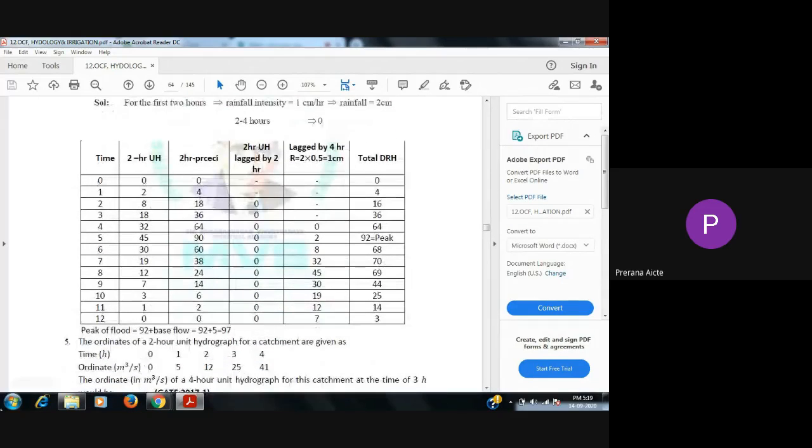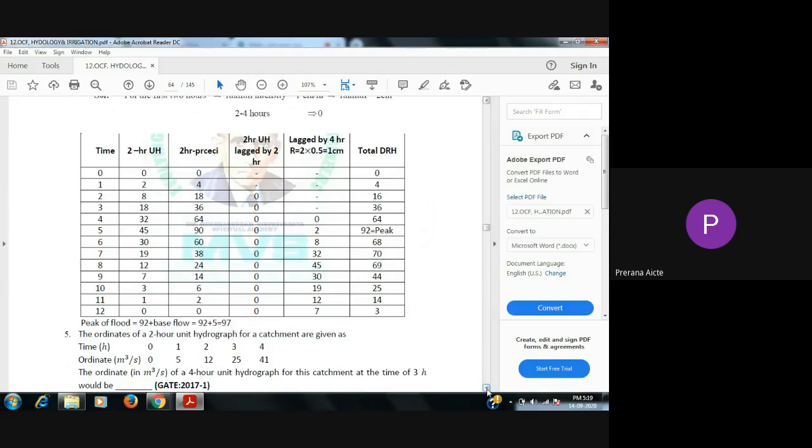This problem is already discussed in the earlier class also. This is a 2-hour unit hydrograph, right? Lagged by 2 hours. Therefore, this calculation may not be important from the point of view of the answer. Straight away, the peak of flood equals 92 plus base flow. What is the base flow? 5 meters per second. What is the peak actually? 92. So 92 plus base flow will give the flood hydrograph. That's all. That calculation may not be important.